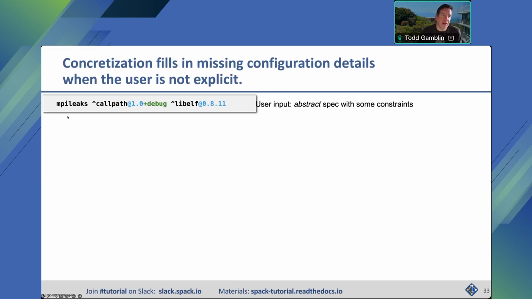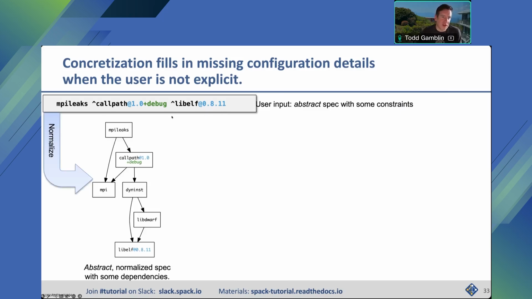So if you say on the command line spack install mpileaks, depends on callpath at 1.0 plus debug, depends on libelf at 0.8.11, we will take that and turn it into a dependency graph with the constraints that we know about here. This is a simplification of how you can think about it.